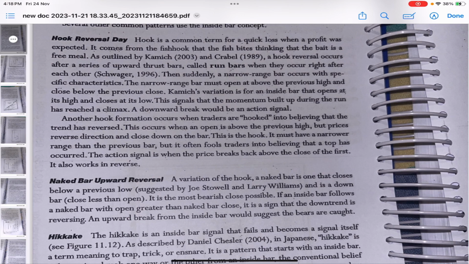A hook reversal occurs after a series of upward thrust bars called run bars when they occur right after each other. Then suddenly a narrow range bar occurs, with specific characteristics: the narrow range bar must open above the previous high and close below the previous low. So in that case, obviously your SL will be hit because it opens above the high and closes below. So hook formation is basically hooking the traders who think that the trend has now reversed, and then they fall prey to this.